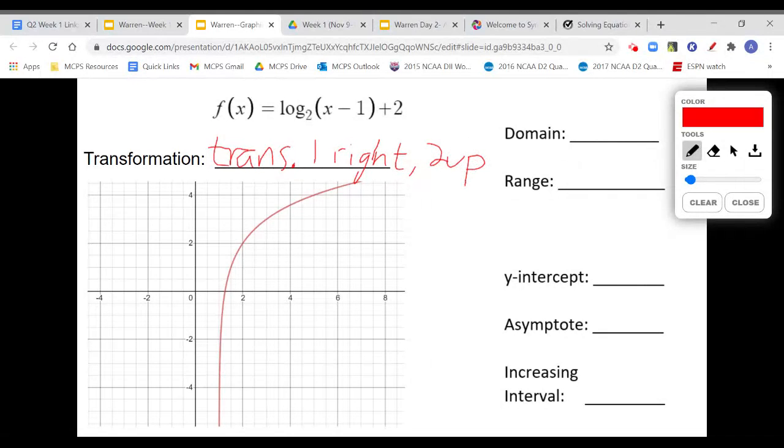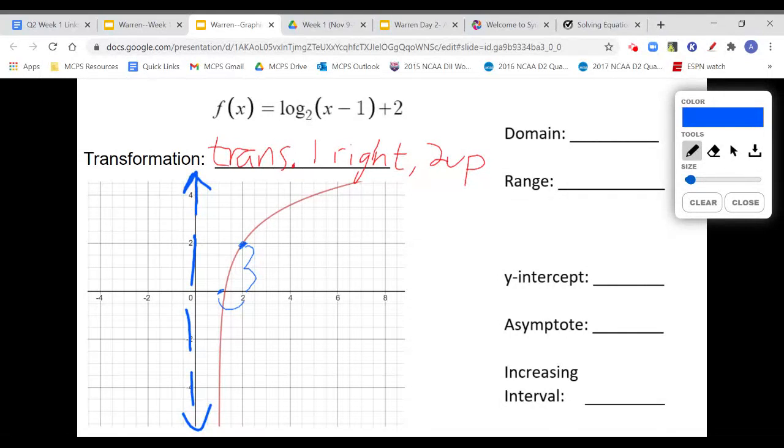Okay. So what this means is, again, I'm going to think about starting with where my parent function's asymptote and x-intercept are. I know to normally expect a point right here and to expect an asymptote right here. So if I am translating 1 to the right and 2 up, I move this point 1 to the right and then 2 up. You see how that point transformed to the point that I just drew on the graph now?